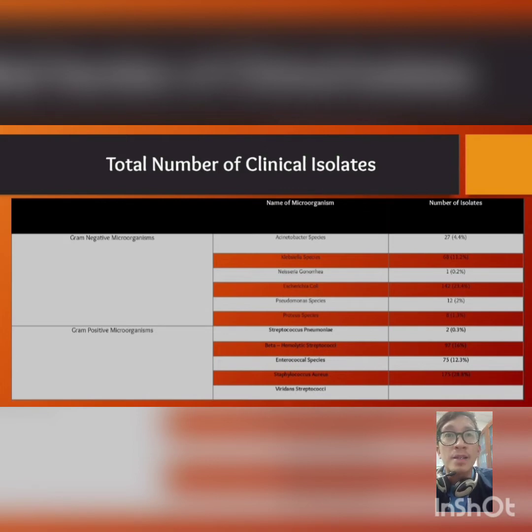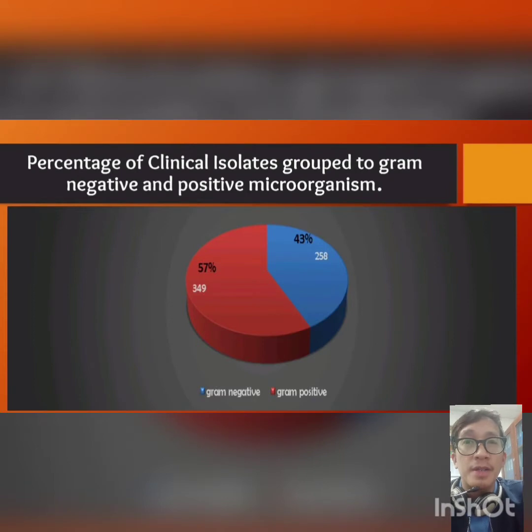Okay, it is divided into gram-negative microorganisms and gram-positive microorganisms. So, as you can see on the second column, we have the name of microorganisms and the number of isolates. Among all the microorganisms, Staphylococcus aureus has been isolated with a total number of 175. Here you can see the percentage of clinical isolates grouped to gram-negative and gram-positive microorganisms. So out of 100%, 57% are gram-positive, total of 349, while 43% or 258 are gram-negative organisms.